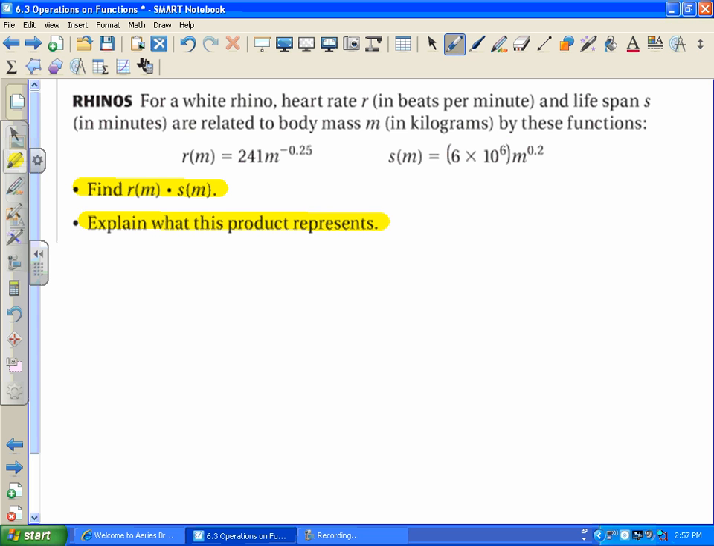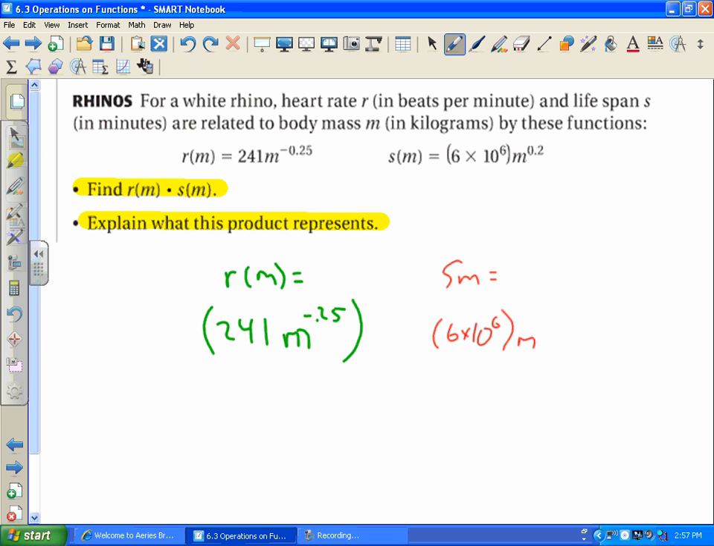So, r of m is 241 m to the negative 0.25, and s of m is 6 times 10 to the 6th m to the 0.2. This problem is asking us to multiply those two together, so that's what we're going to do.